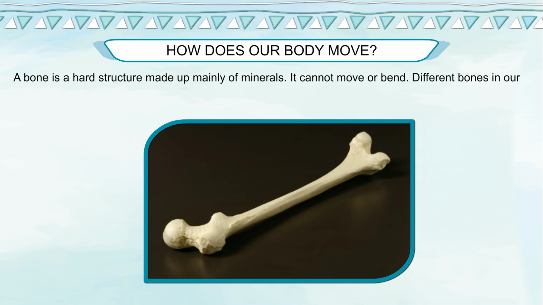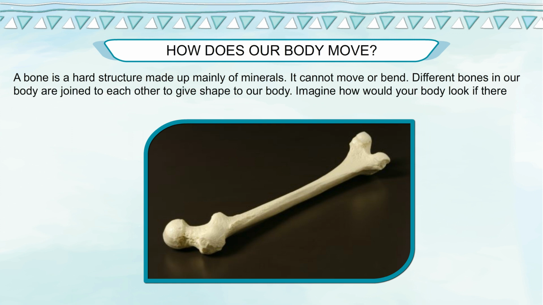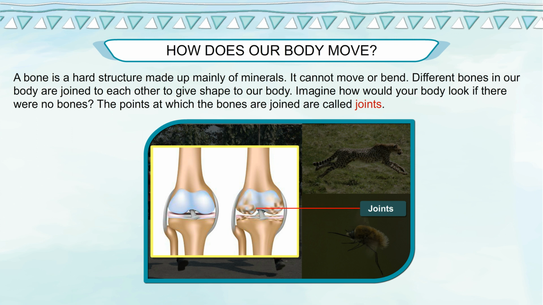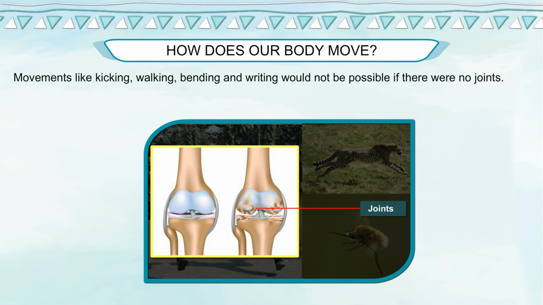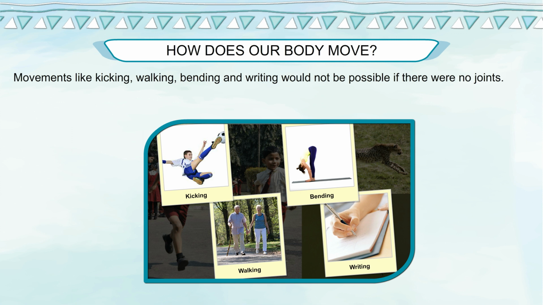A bone is a hard structure made up mainly of minerals. It cannot move or bend. Different bones in our body are joined to each other to give shape to our body. Imagine, how would your body look if there were no bones? The points at which the bones are joined are called joints. Movements like kicking, walking, bending, and writing would not be possible if there were no joints.